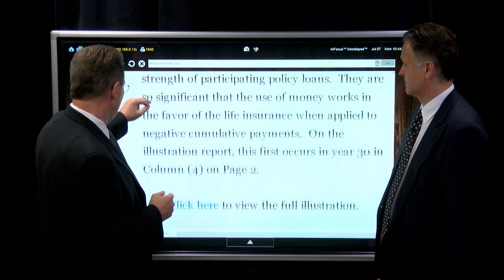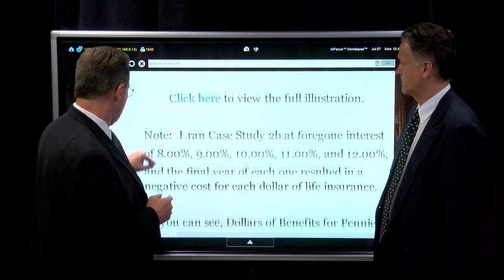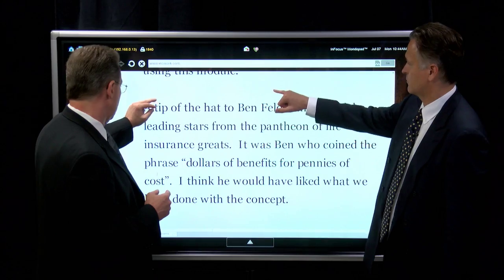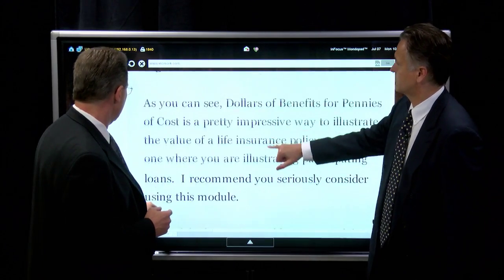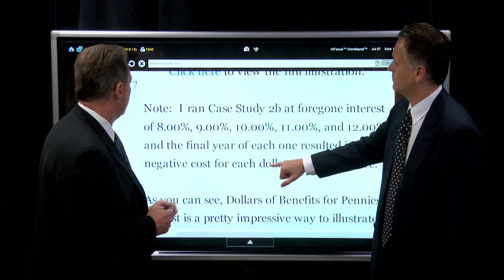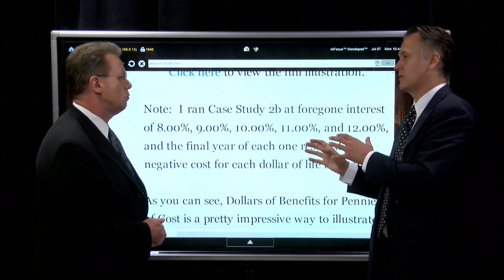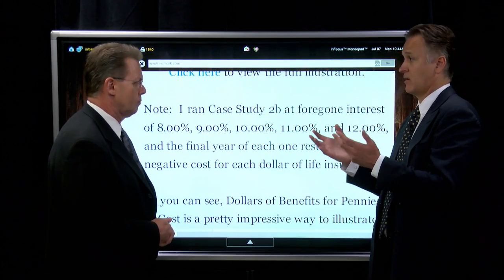Now, I want to kind of go down here and let's see here. I think it was right above here. It was right above. Yeah, here. This was interesting. We ran that. We assumed that the premium that went in the policy had a 7.5% cost of funds.